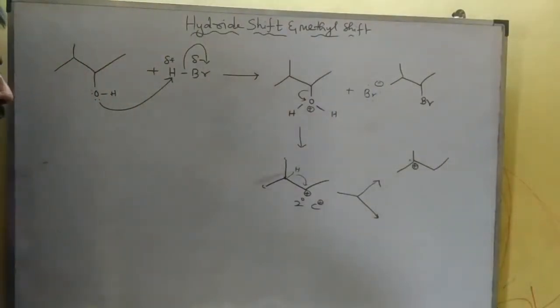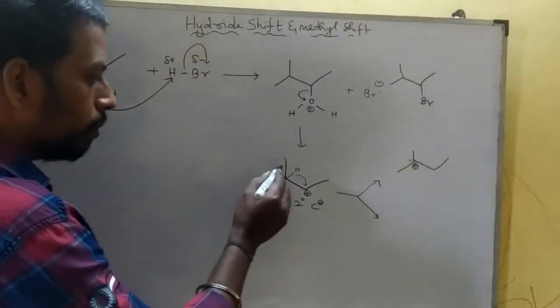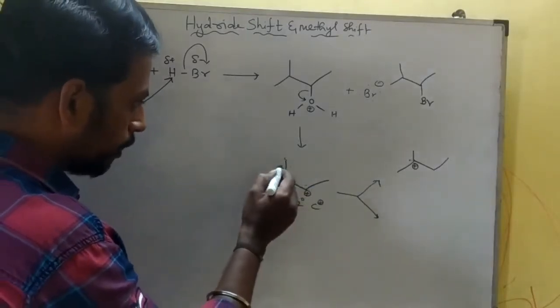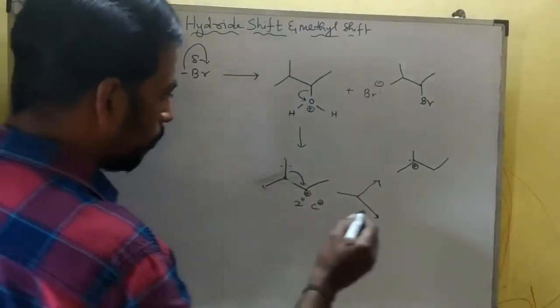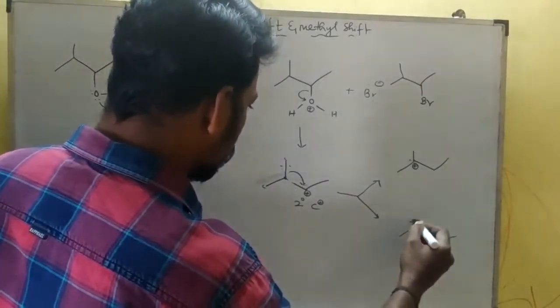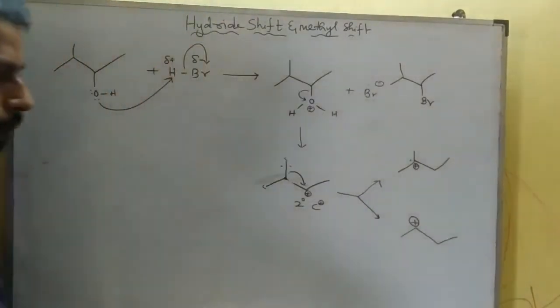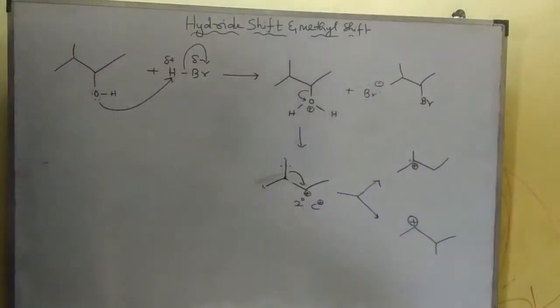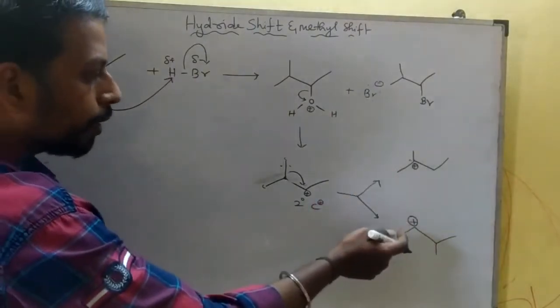You have positive charge here. Or if this methyl shift takes place, instead of this hydride shift, what happens now? It will happen like this, and here you have the methyl group. And which is the more stable carbocation here?